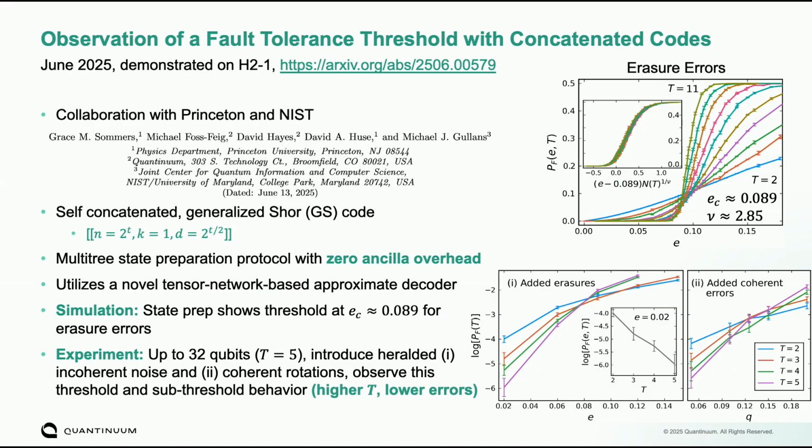And then on the experiment, we have 56 qubits, and so the power of 2 we can get to is t=5, for 32 qubits. And then we can introduce heralded incoherent noise and coherent rotations to scale that error rate. And we actually observed this threshold, and then with low values of added error, observed this subthreshold behavior where higher code distance gives us lower error rates.